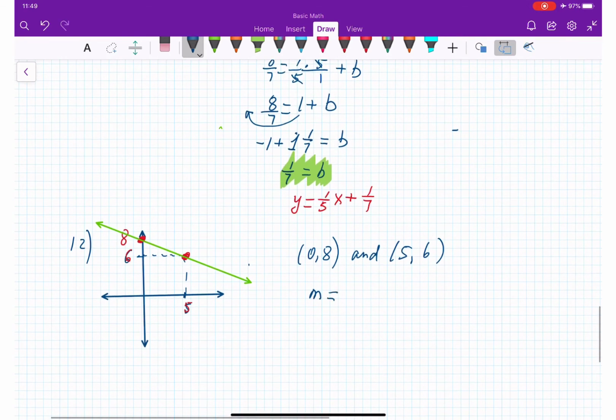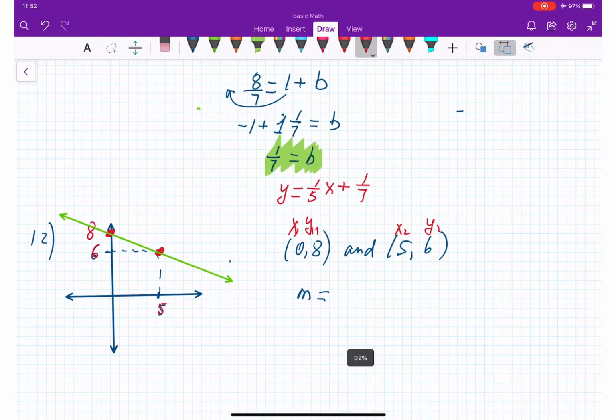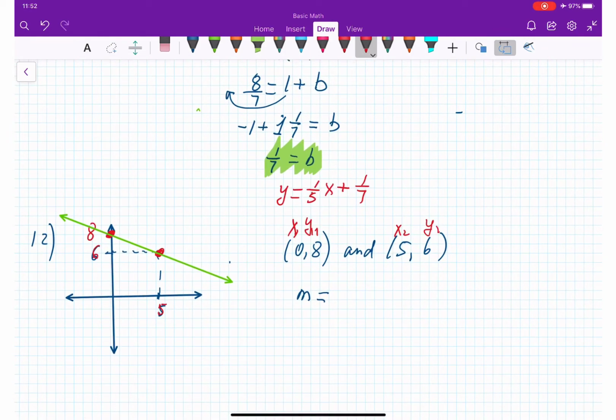M is equal. Now, this time I'm going to go y1 minus y2. So this is x1, y1, x2, y2. So this time I'm doing y1 minus y2, x1 minus x2 to show that it doesn't matter which pair of coordinates you start with. So let's see, 8 minus 6, 0 minus 5.